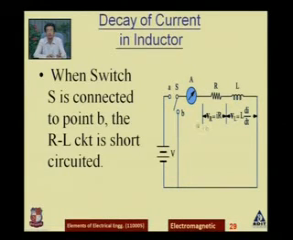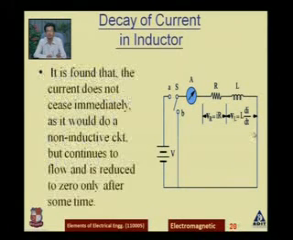If we want to find the voltage drop across the resistor, VR is equal to IR, and if we want to find the voltage drop across the inductor, it is given by the equation VL is equal to L di by dt. So it is found that the current does not cease immediately. That means it will not become zero immediately. Unlike a non-inductive circuit, it continues to flow and is reduced to zero only after some time. Theoretically this time is infinite, but the practical time is approximately 5 lambda.